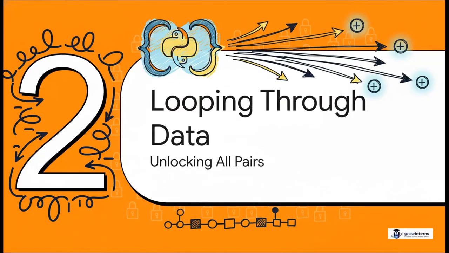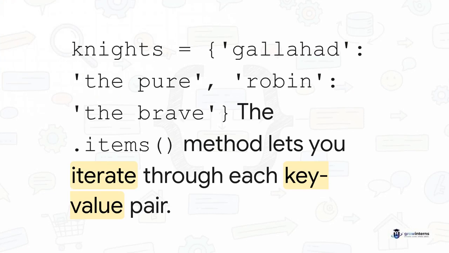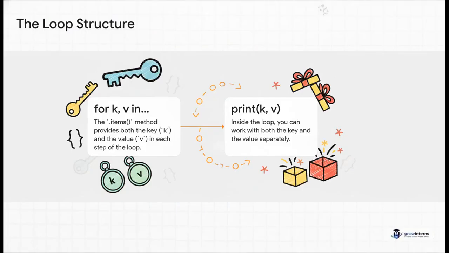So now we know how to handle individual items, but let's look at how to get all the data out of a dictionary at once. This is where things get really powerful. Grabbing one item is great, but a lot of the time you need to process everything inside. Let's say we have this dictionary of knights and their titles. To get the full roster, we need a loop, and for that, we're going to use a special dictionary method called .items.